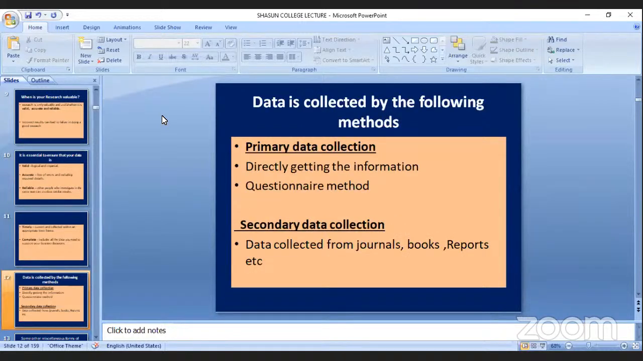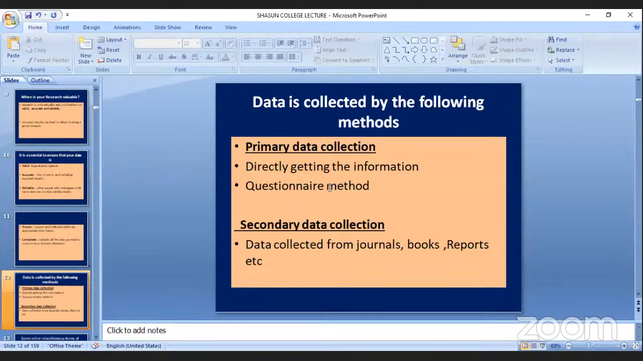Okay, coming to the next one, how do you collect it? Now you know the simple basic things I told you about research. Now, how do you collect the data? You collect it by the following methods. I think you must have studied this, even in statistics we study this. So you take primary data collection and secondary data. So primary is what? You straight away get the information from the respondents whom you want to address. So that is primary data collection. How do you collect this primary data? You do it with the questionnaire method and so on.